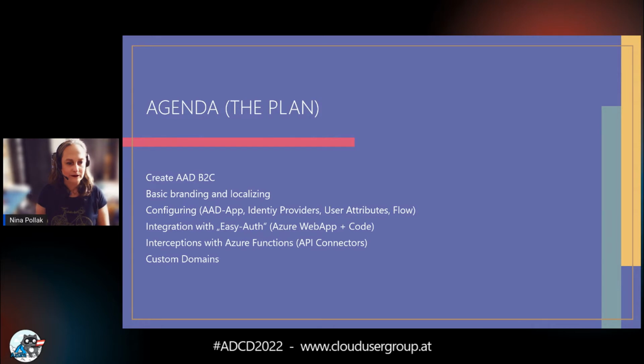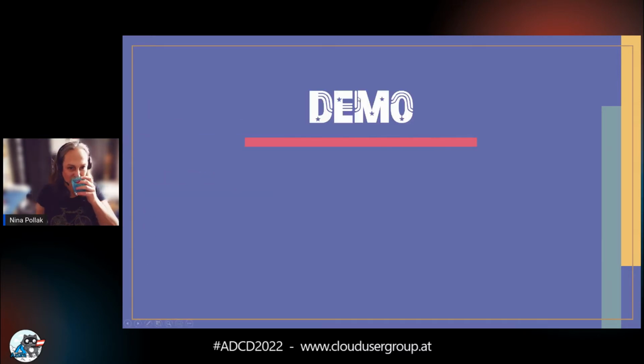And then we will do integration with EasyAuth, which is a very easy way to add authentication to your Azure web app. If we have some time, we will look into API connectors, which are a very easy way to extend this flow. And if we even have more time, which I doubt, then I can show you how you can integrate custom domains as well. With that said, I want to jump into the demo.